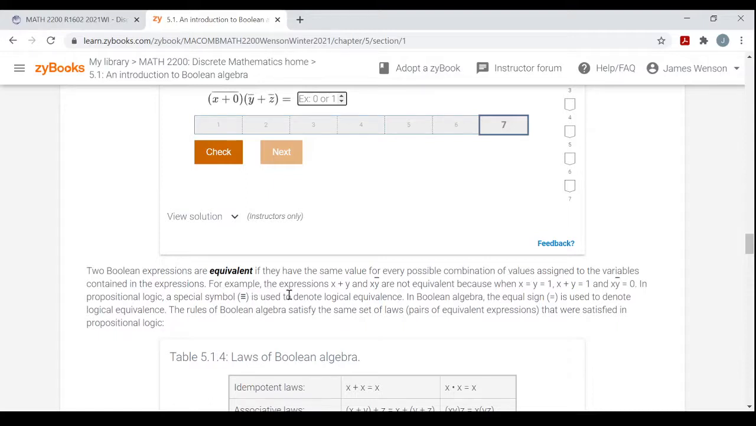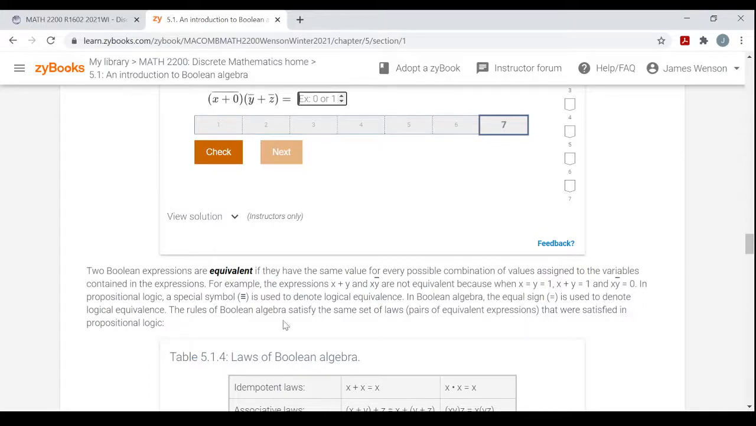For example, the expressions x plus y and x times y bar are not equivalent, because when x and y are both 1, x plus y is equal to 1, but x times y bar would be equal to 0. So they don't have the same output for any input. They don't have the same output all the time.